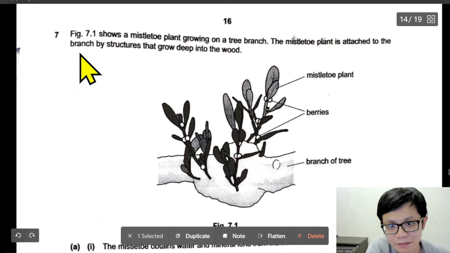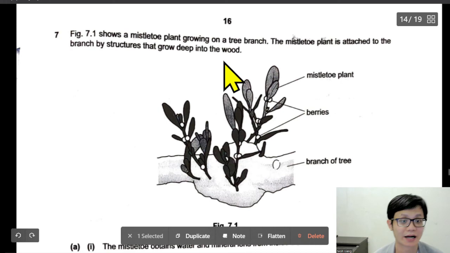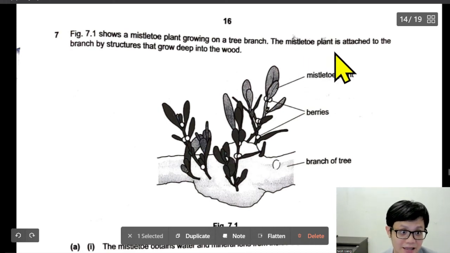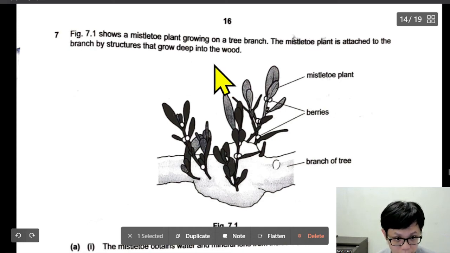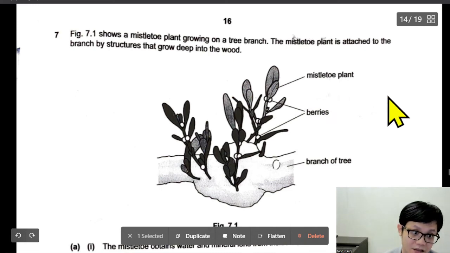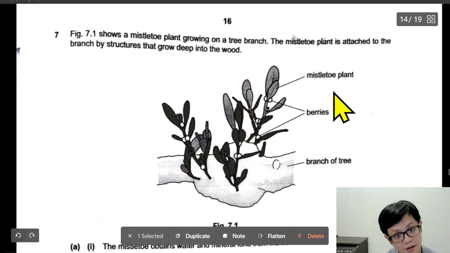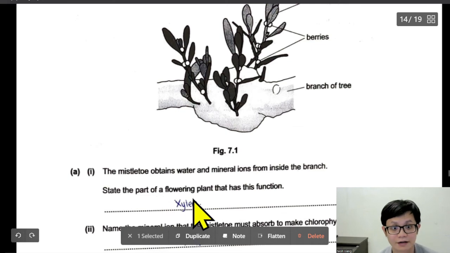Okay, question number 7. Figure shows a mistletoe plant growing on a tree branch. The mistletoe plant is attached to the branch by structures that grow deep into the wood. So this is the branch of the tree, and this is the plant. The mistletoe plant obtains water and minerals from inside the branch. State the part of a flowering plant that has this function.